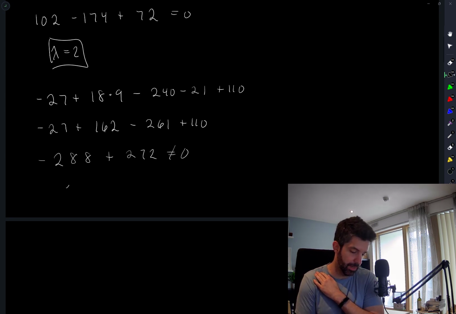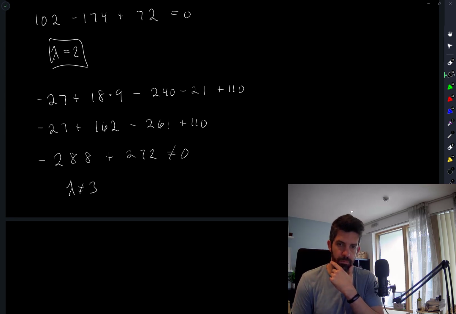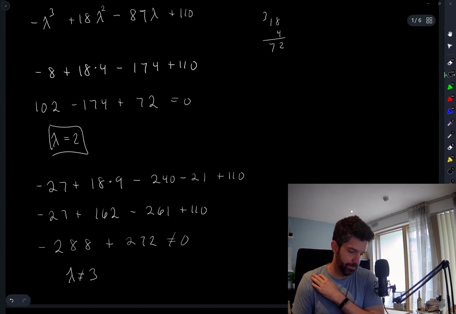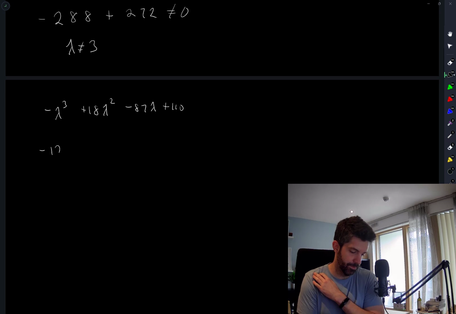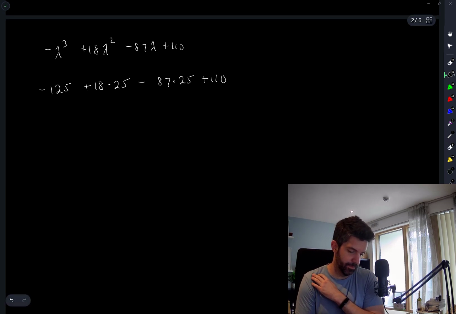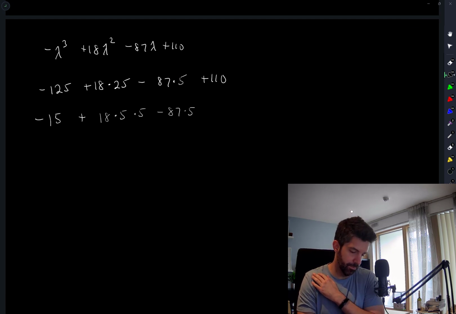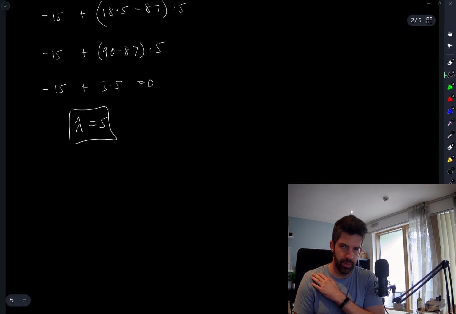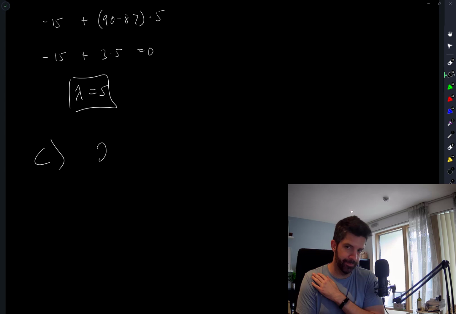Okay, so lambda equals 3 does not appear to work. And let's try 5. Okay, so lambda is equal to 5 also appears to work. And this seems to be option C. Only 2 and 5.